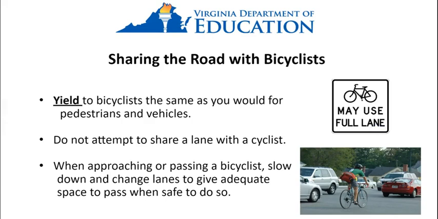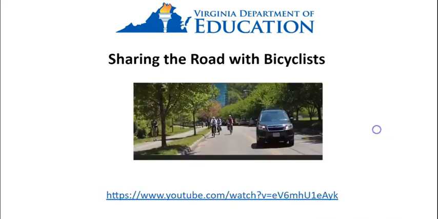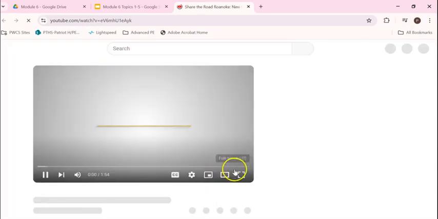Yield to bicyclists in the same order as you would for pedestrians and vehicles. Do not attempt to share a lane with a bicyclist. They're just like a car. They have their own full lane. When approaching or passing a bicyclist, slow down, change lanes, and give them adequate space to do so. There's a couple of new laws, so here is a real quick video about bicyclists.